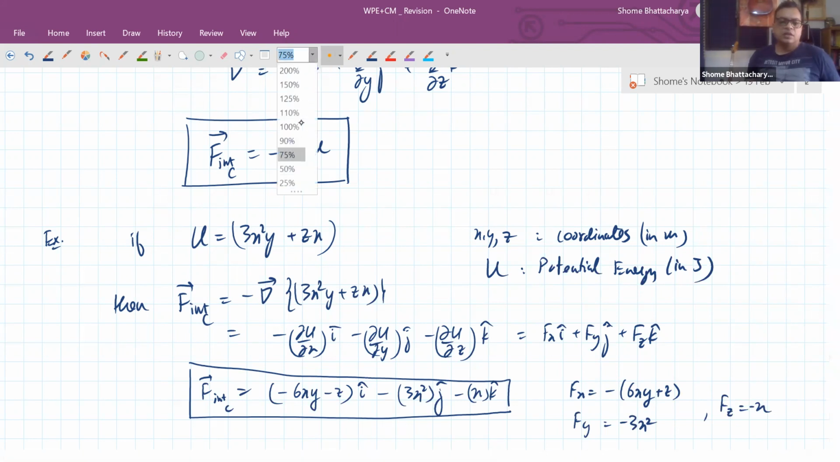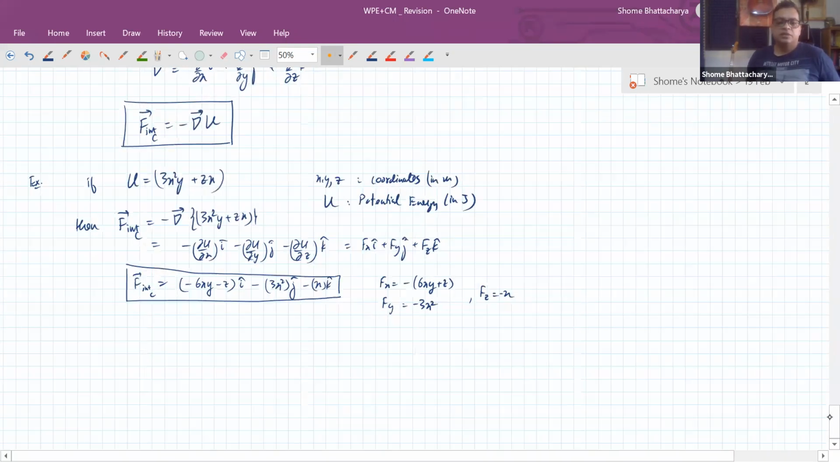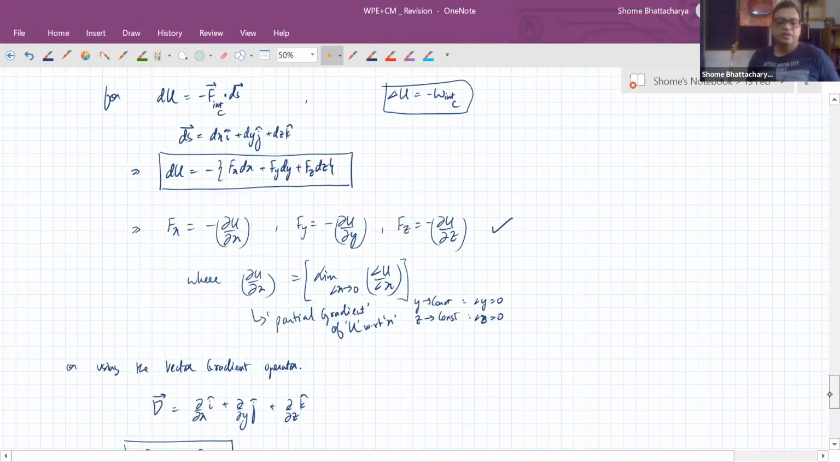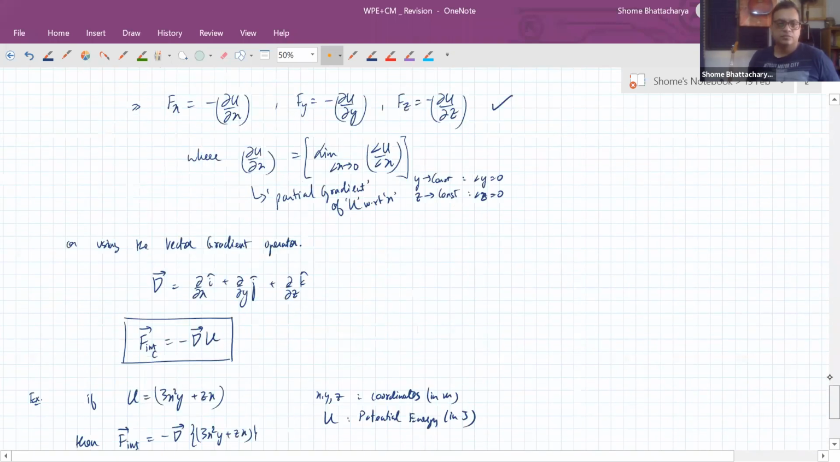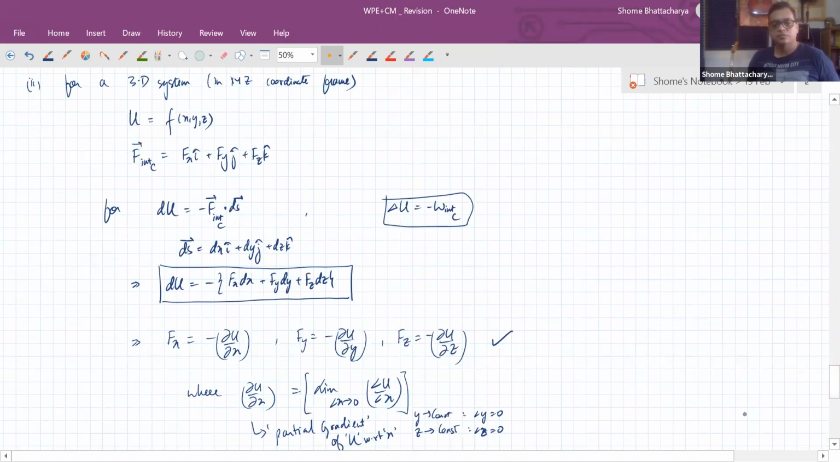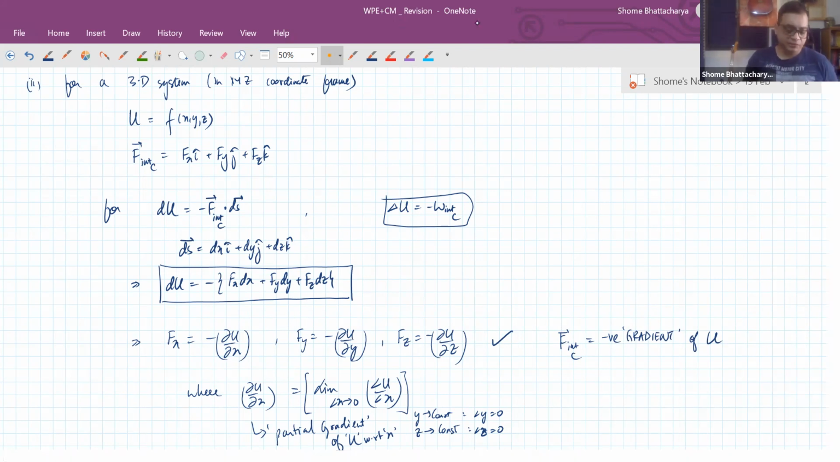So this is the example of the application of this concept, that internal conservative force is negative gradient of potential energy. So make sure you go through this section carefully once before we discuss more examples.